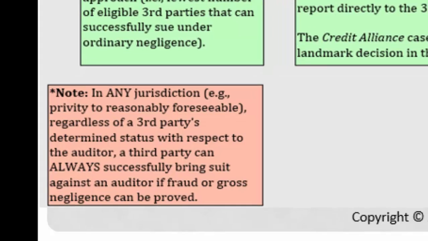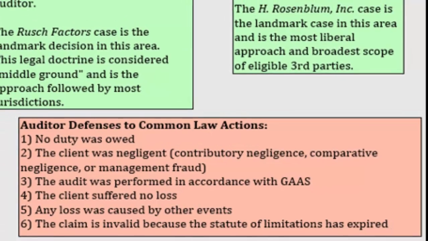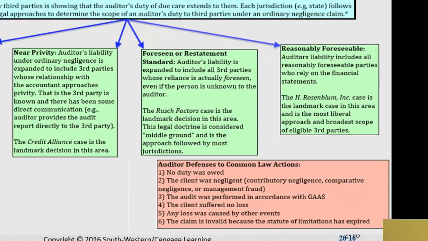Note, in any jurisdiction, regardless of third-party determination with respect to the auditor, a third party can always successfully bring suit against the auditor if fraud or gross neglect can be proved. The auditor's response is: no duty is owed, the client was negligent, the audit was performed in accordance with generally accepted auditing standards, the client suffered no loss, any loss was caused by other events, and the claim was invalid because the statute of limitations has expired.